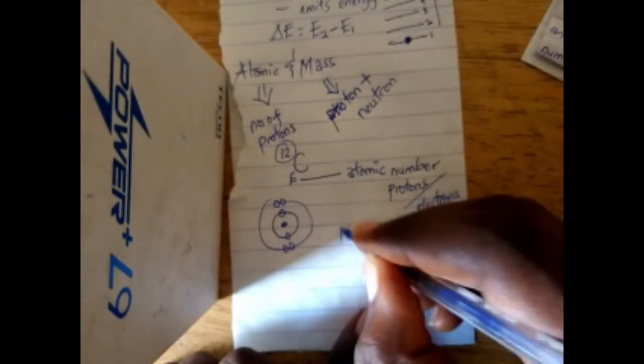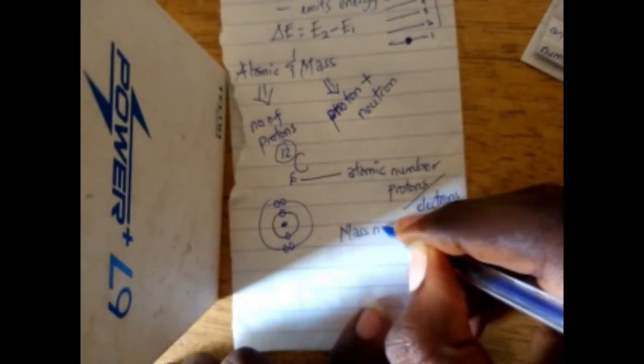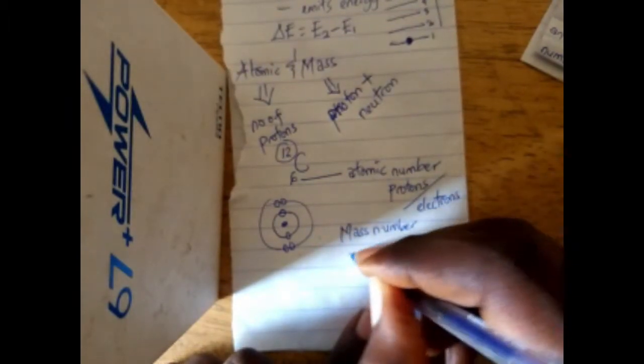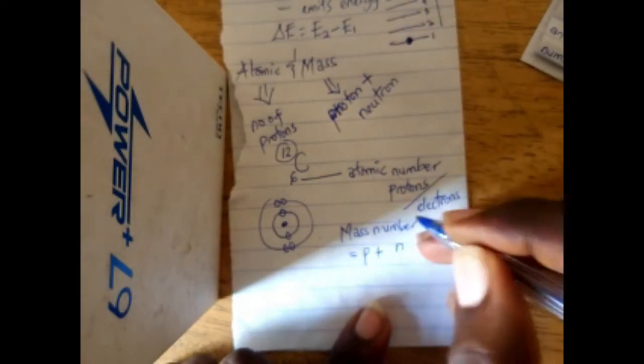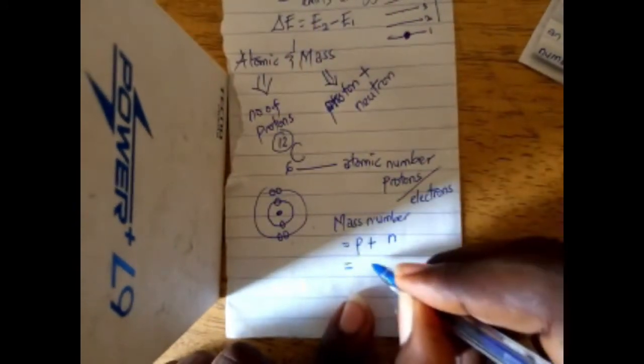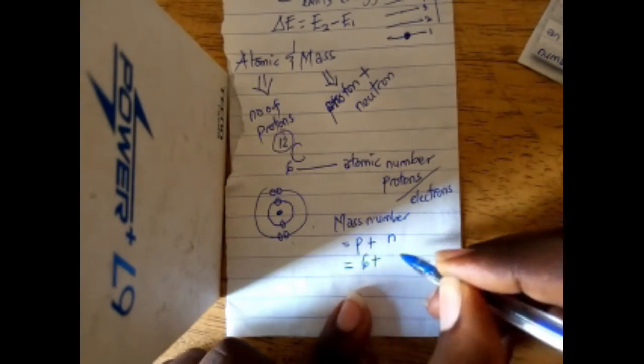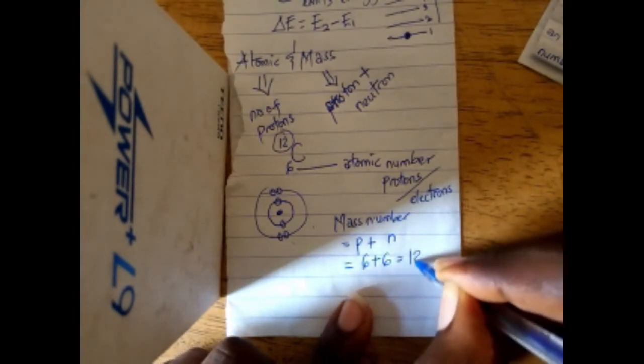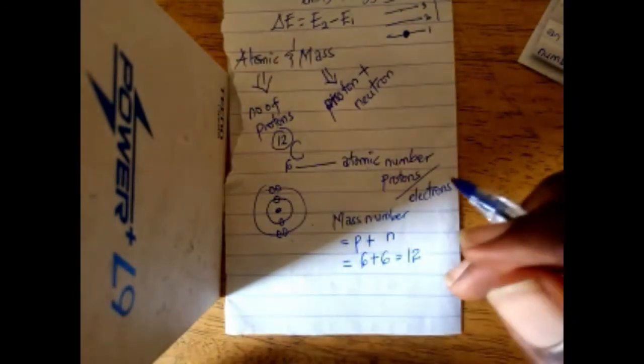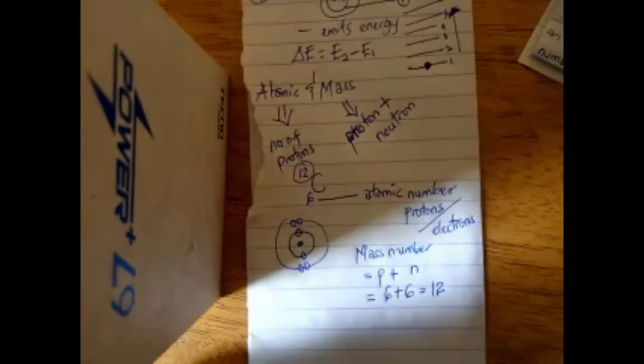The mass number is the number of protons plus neutrons. So if the protons are 6, then it also has 6 neutrons, which gives 6 plus 6, 12. So I'll be giving a very broad example. Lastly, I'll be talking about isotopy.